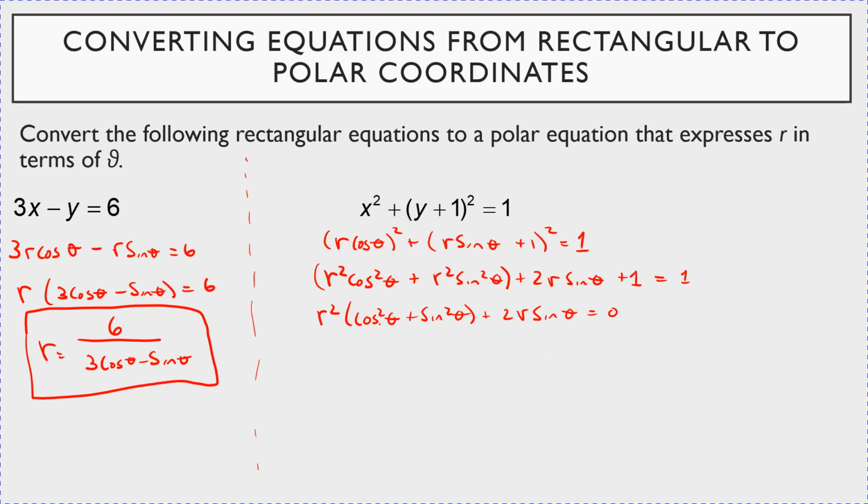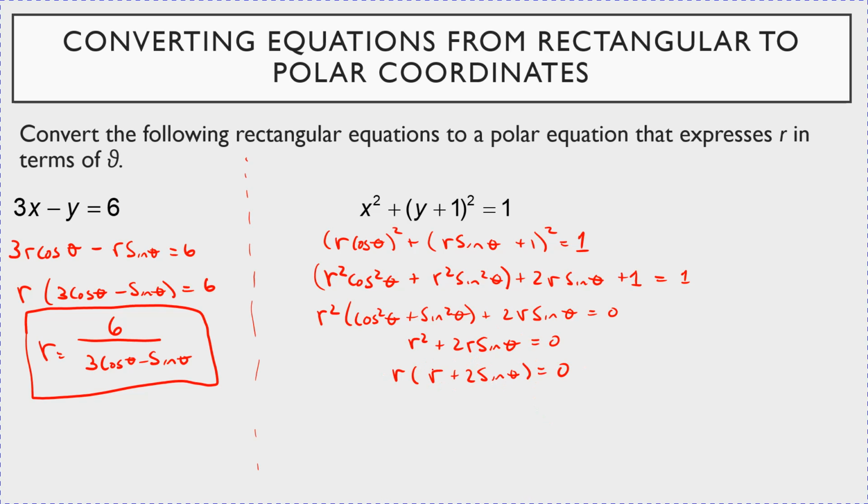Well, look, what is your trig identity here? Cosine squared theta plus sine squared of theta is just 1. So you have r squared plus 2r sine of theta is equal to 0. Weird. What am I going to do? Let me factor out an r. And then I have r times r plus 2 sine of theta is equal to 0.